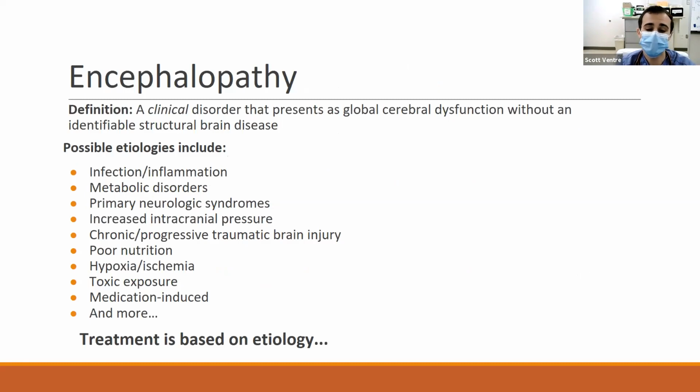Encephalopathy, by definition, is a clinical disorder manifesting as global cerebral dysfunction without any identifiable structural brain disease. And the etiologies are numerous and could even overlap, including things like infection, inflammation, metabolic derangements, neurologic syndromes, poor nutrition, hypoxia, ischemia, and more. The treatment, of course, is based on the etiology. Because of this, encephalopathy can often require a pretty substantial workup.